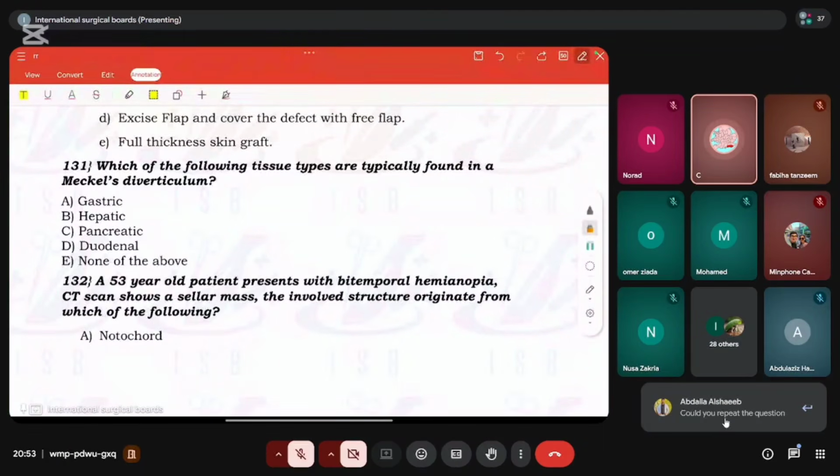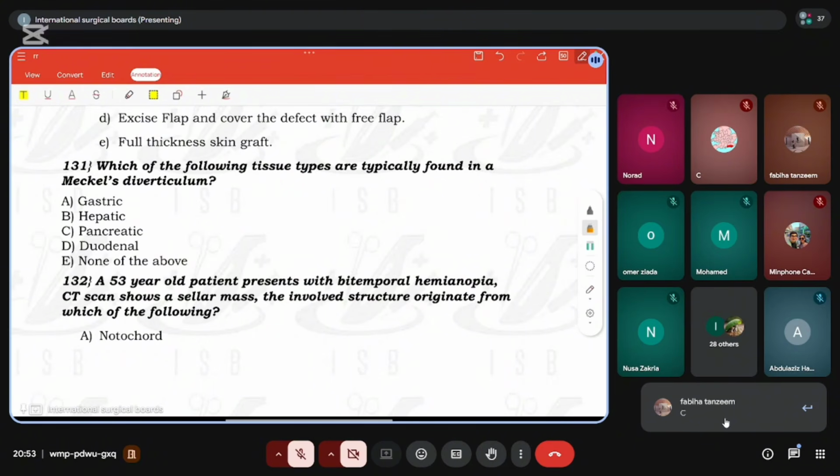Which of the following tissue types are typically found in Meckel's diverticulum? There are two types, gastric and pancreatic, but I think gastric is the most common. So I'll go for A. Yeah. But I just want to tell you something, that yes, the most common ectopic tissue in a Meckel is gastric mucosa, okay? But in most of the people, there's no ectopic tissue.